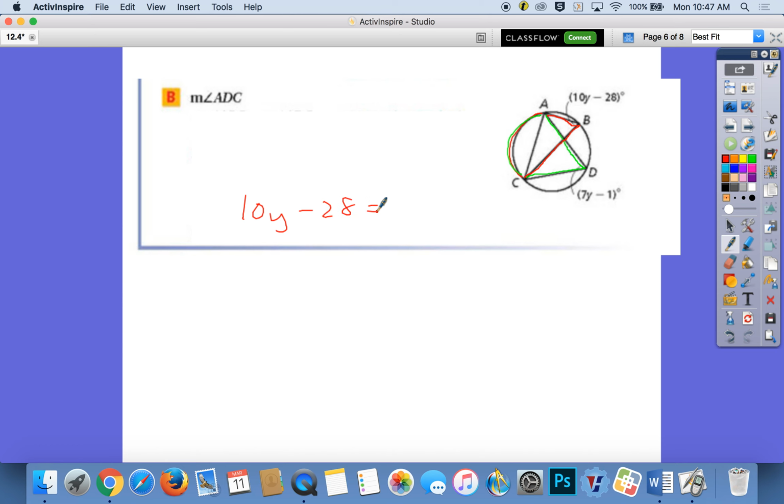So 10y minus 28 equals 7y minus 1. Solve for y and you get 9, and then answer the question, guys. I want to find ADC, so I'm going to plug it into 7y minus 1. Of course, it doesn't really matter which one you plug it into, but just to work nice and clean, you get 62 degrees. So again, not a lot of calculations. Noticing is the part that can sometimes throw us off.